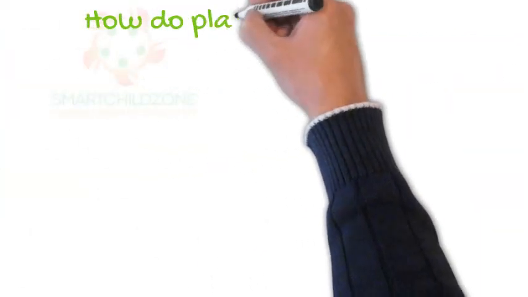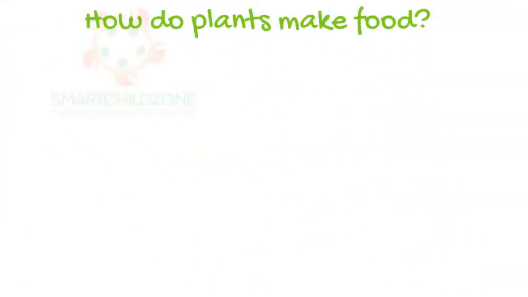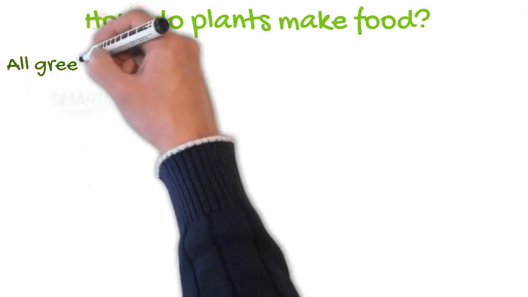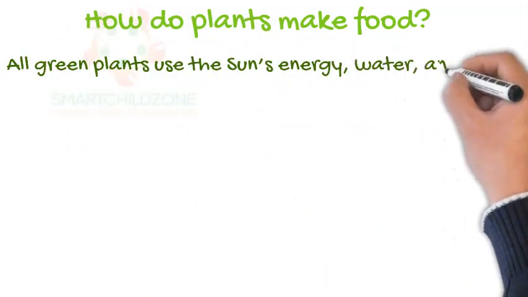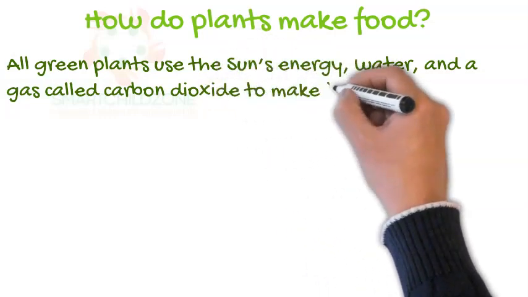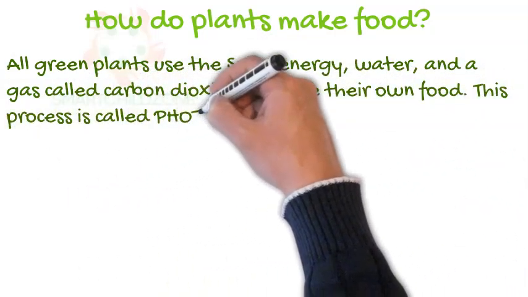How do plants make food? All green plants use the sun's energy, water, and a gas called carbon dioxide to make their own food. This process is called photosynthesis.